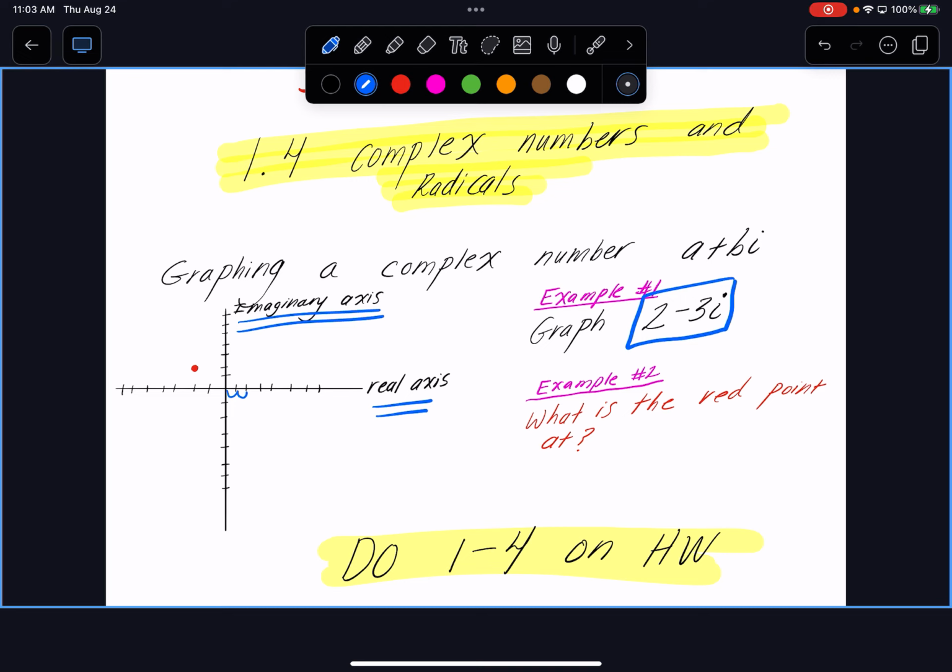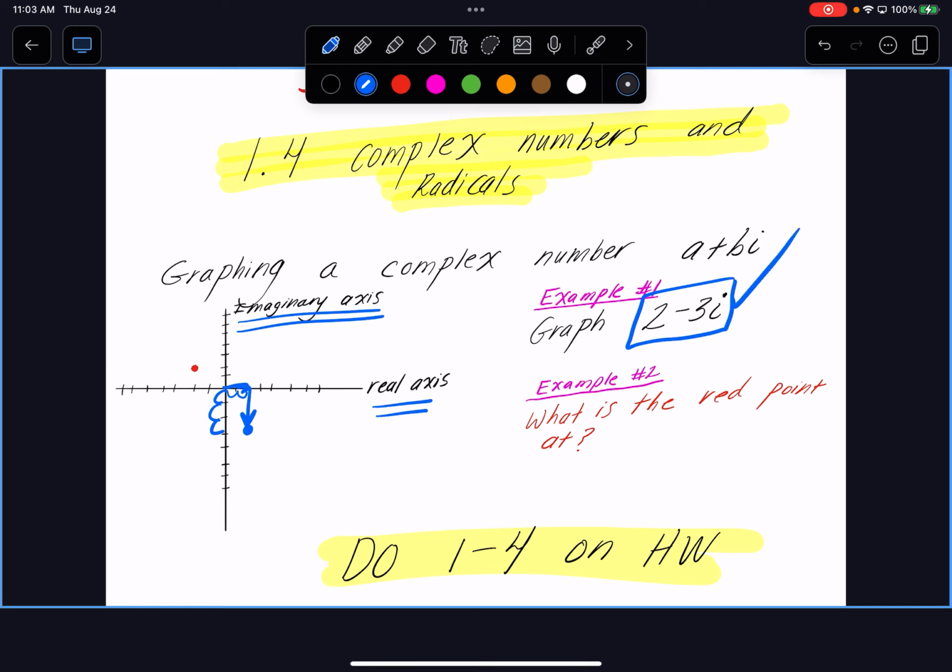And then we're going down 3i. Why down? Because it's negative. Go negative on the y-axis because it's the imaginary axis. So we're going down 1, 2, 3. Boom, there's the point. Right 2, down 3. It's just an XY point essentially. Everybody, right 2, down 3.